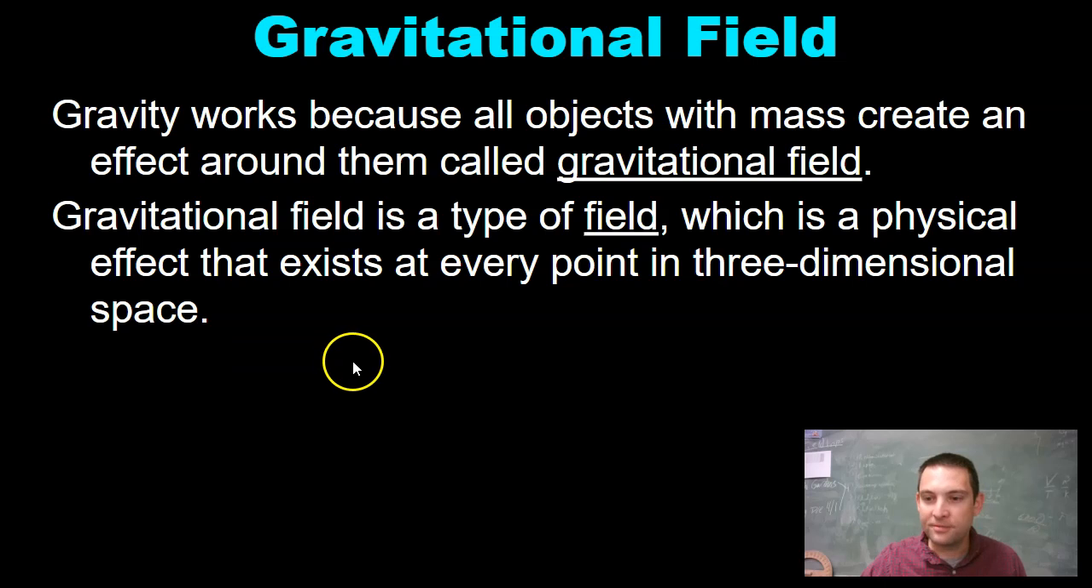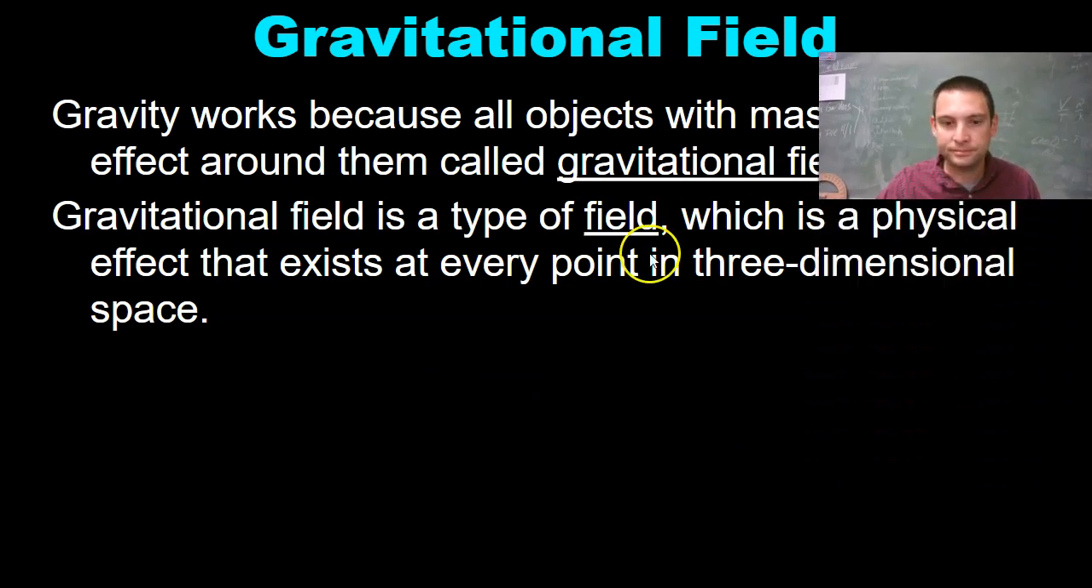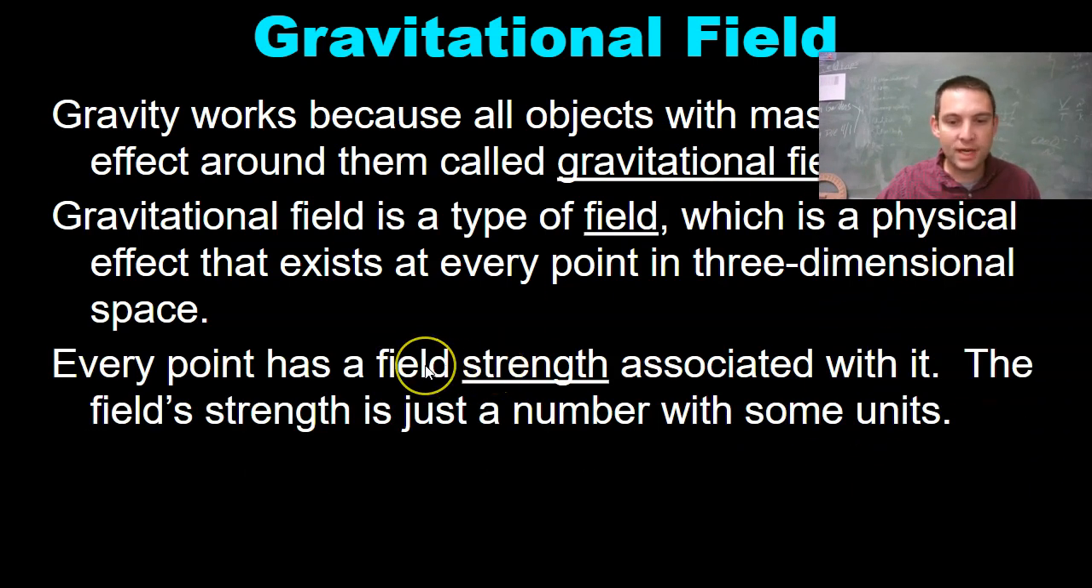Gravitational field is a type of field, which is a physical effect that exists at every point in three-dimensional space. Every point has a field strength associated with it. The field strength is just a number with some units.